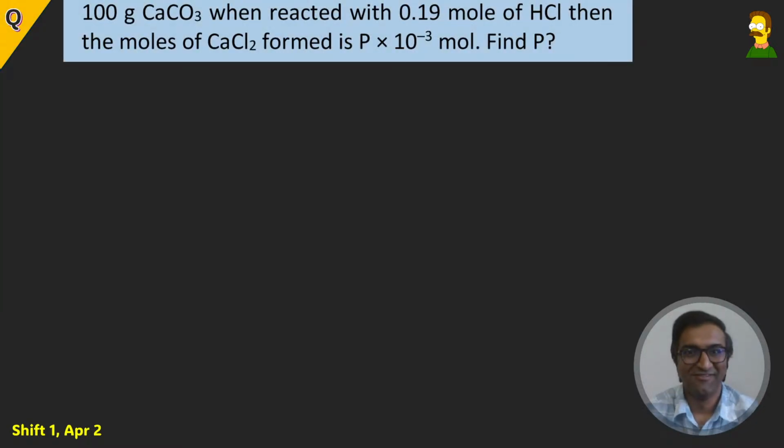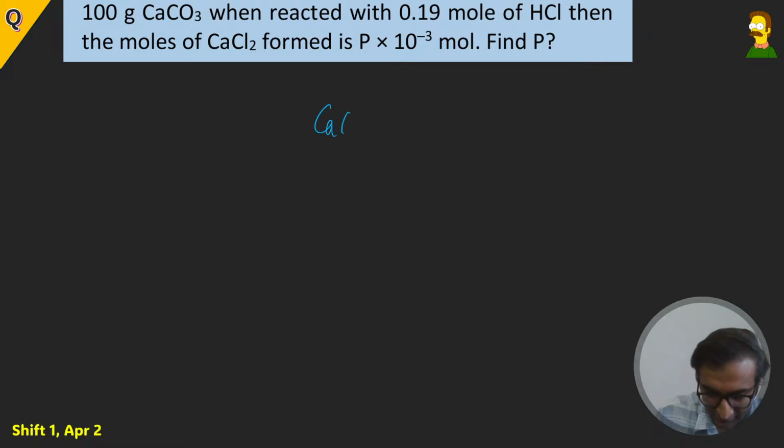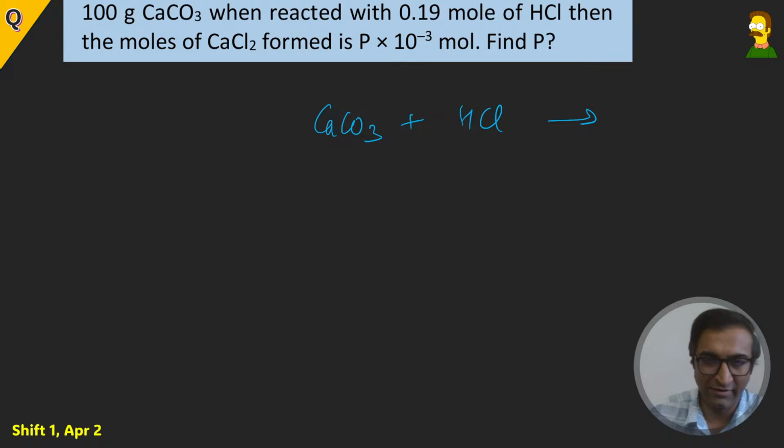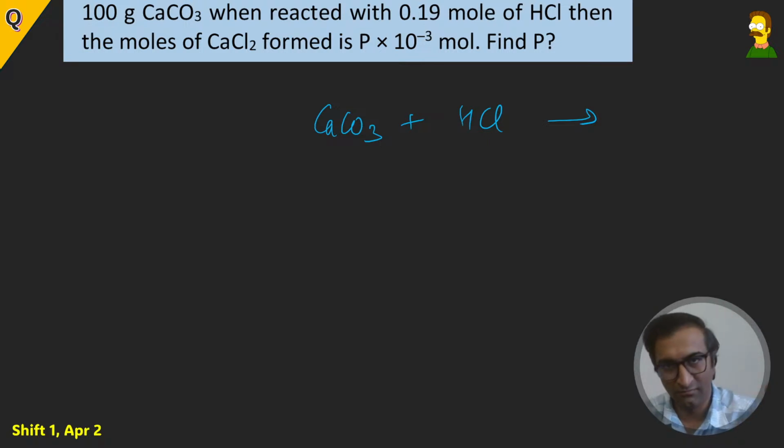Good question. Finally, mole concept का सवाल. Easy one too. 100 gram of CaCO3 were reacted with 0.19 mole HCl. Then the moles of CaCl2 formed is P. Find P. That's it. Okay. CaCO3 plus HCl gives you whatever. You can do it in 2 different ways. Equivalents use कर लो, या फिर you can do with balancing reactions. I like equivalents, so I'll do equivalents.